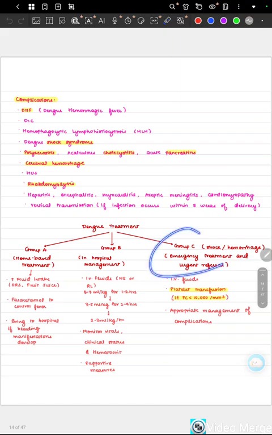And category C is for a case of dengue shock syndrome or dengue hemorrhagic fever. Herein, emergency treatment is given, IV fluids are given, and arrange for blood transfusion, that is platelet transfusion if the platelet count falls to less than 10,000 per mm cube.